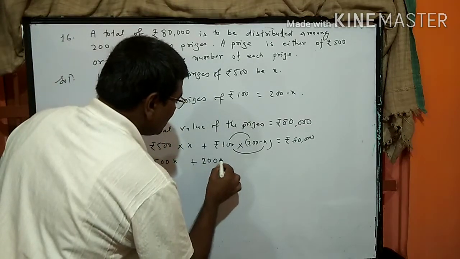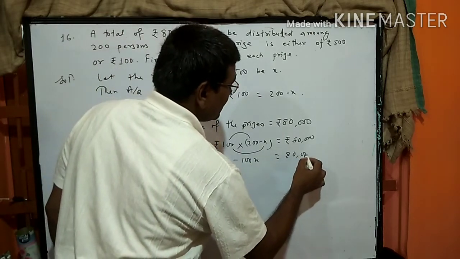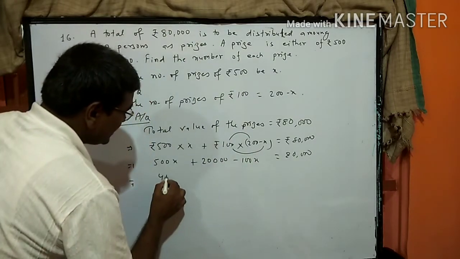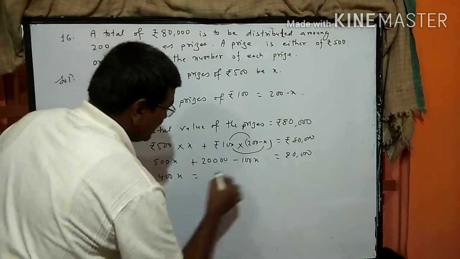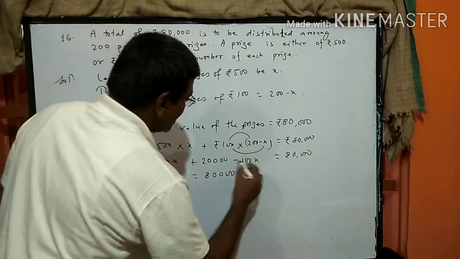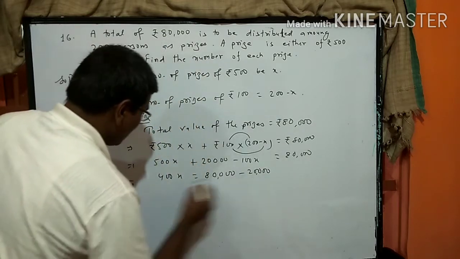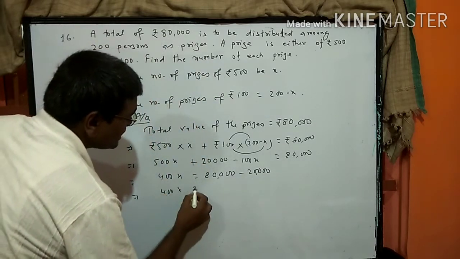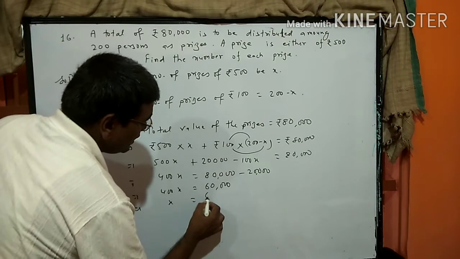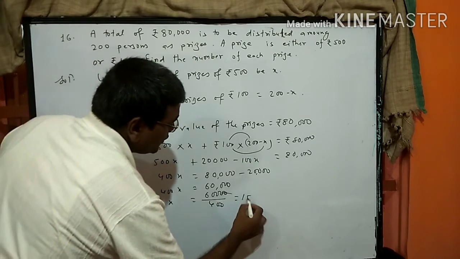20,000 minus 100x equal 80,000. 500x minus 100x is 400x, equal to 80,000 minus 20,000 on the left-hand side, so after subtraction 400x is equal to 60,000. Here x equals 60,000 by 400. After dividing you will get 150.